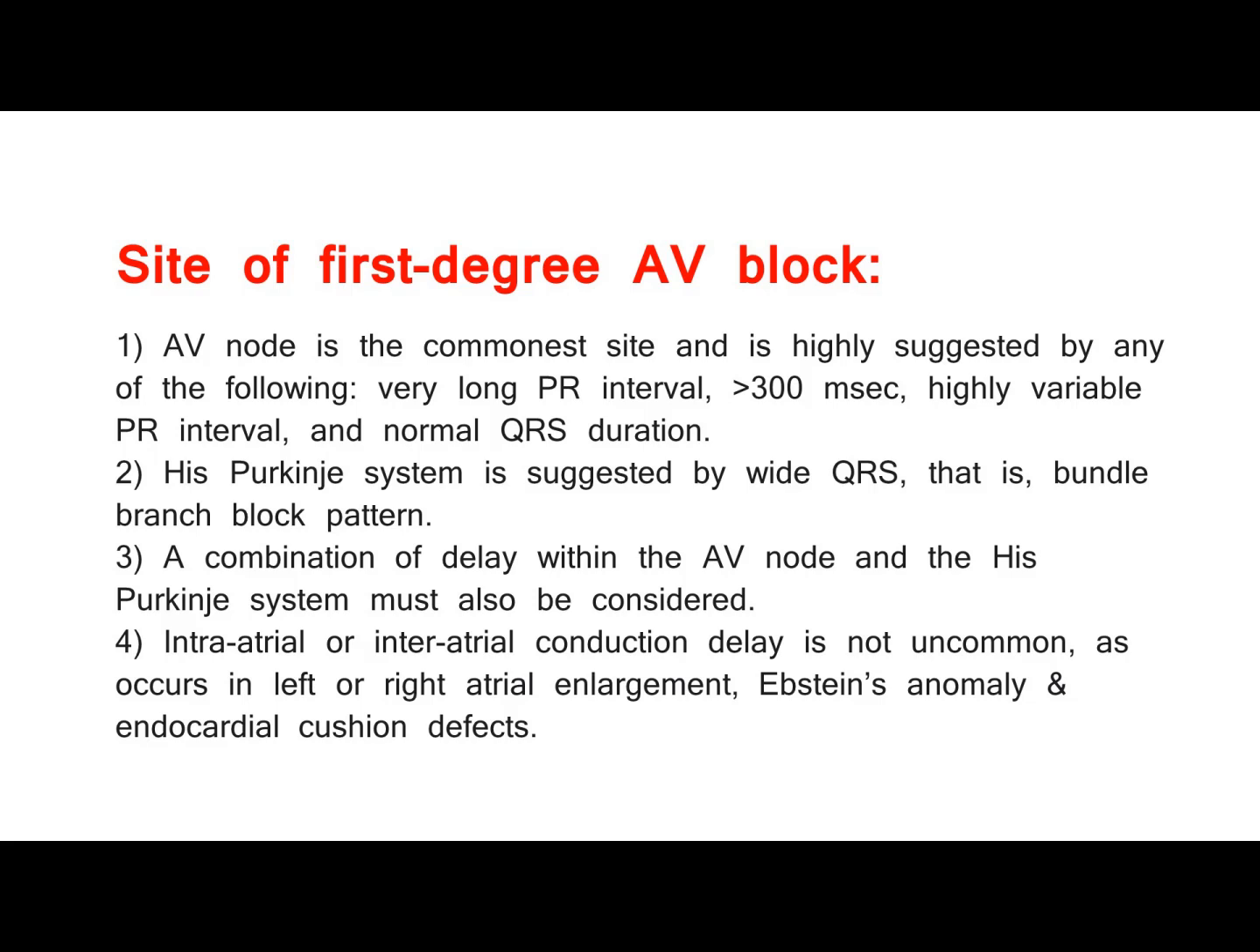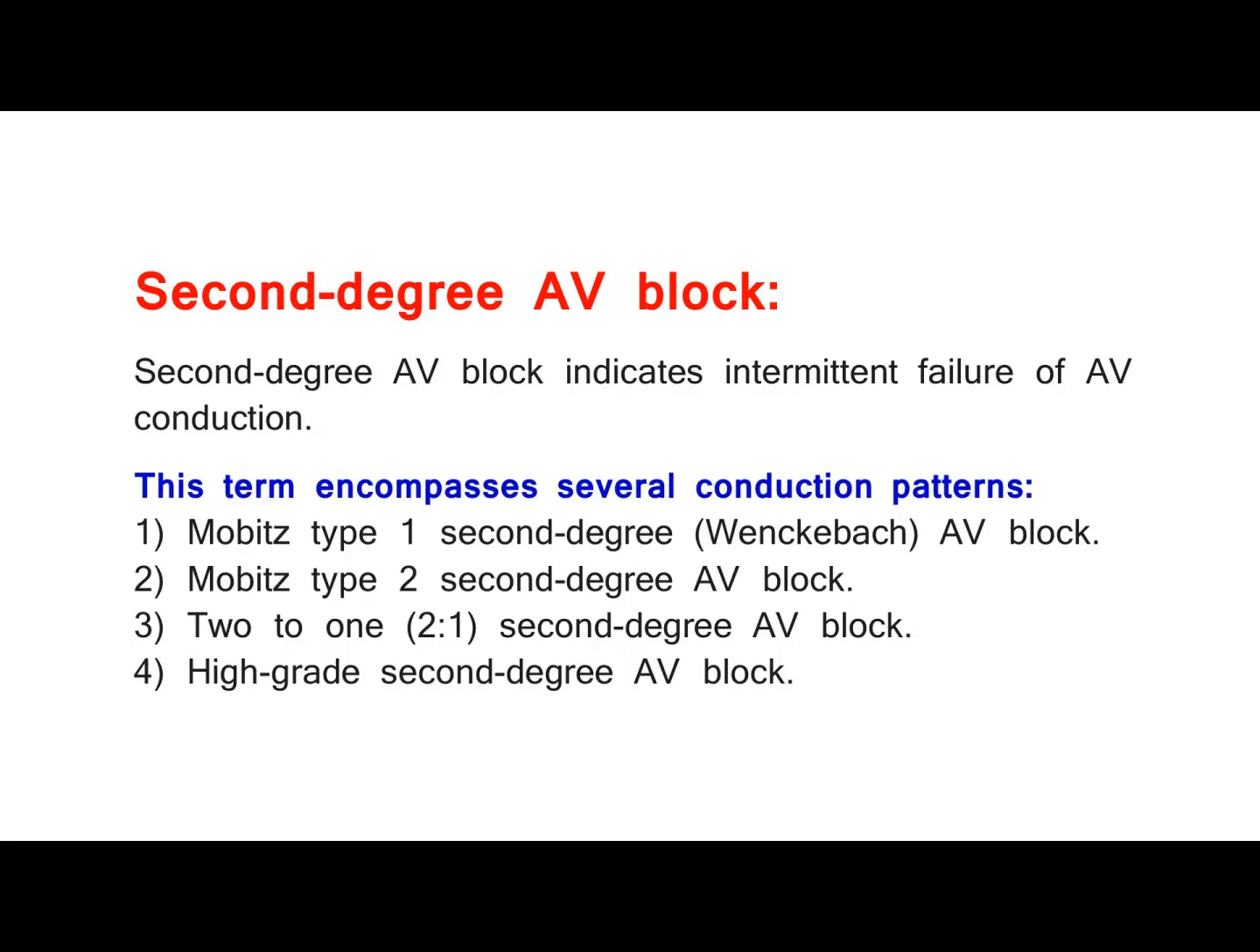4. Intraatrial or interatrial conduction delay is not uncommon, as occurs in left or right atrial enlargement, Epstein's anomaly and endocardial cushion defects. Second degree AV block. Second degree AV block indicates intermittent failure of AV conduction. This term encompasses several conduction patterns.